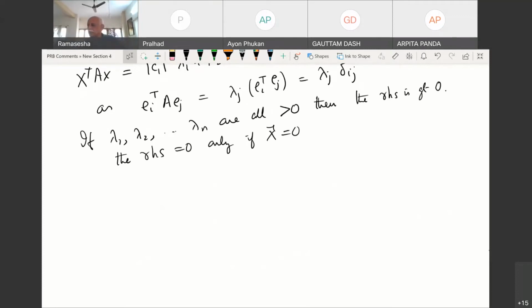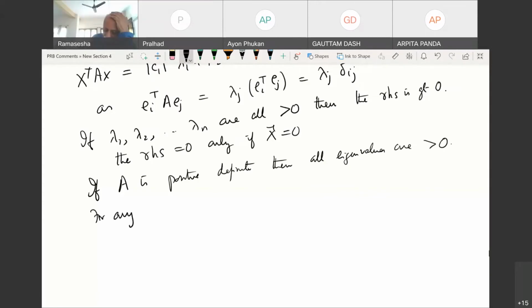Now I want to prove the other part. So the other part is, okay, if A is positive definite, then all eigenvalues are greater than 0. We do that. What it says is, for any x, x transpose A x is greater than 0. This is the given, because the matrix A is positive definite.